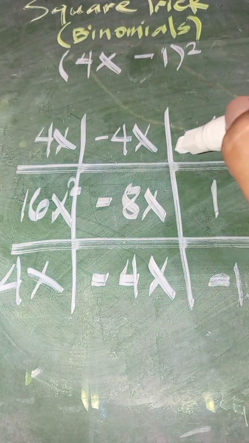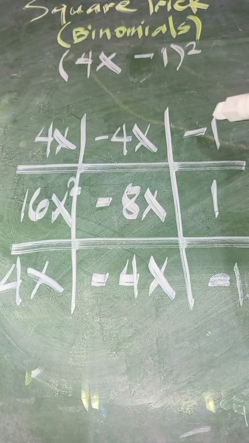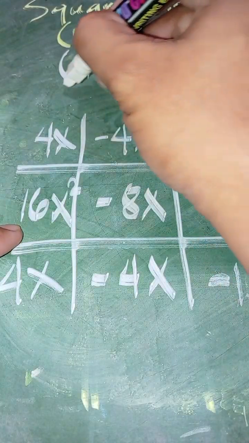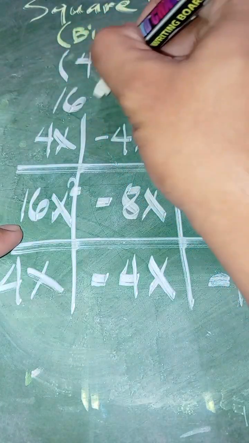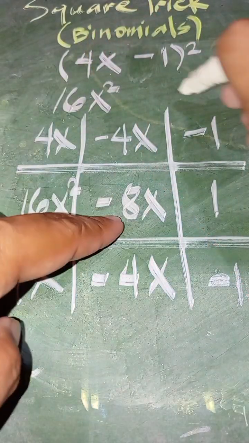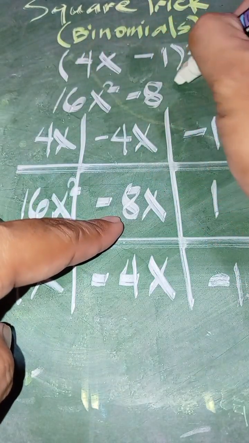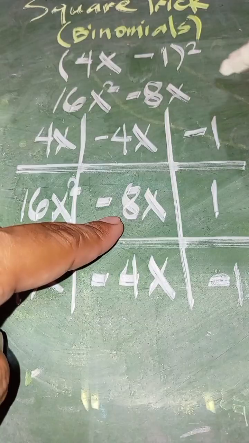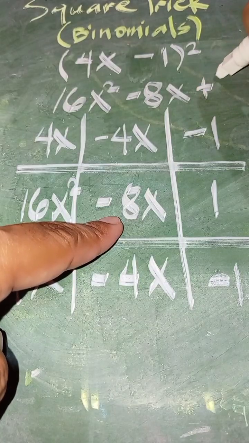So the product, or the square of 4x minus 1, is 16x squared minus 8x plus 1.